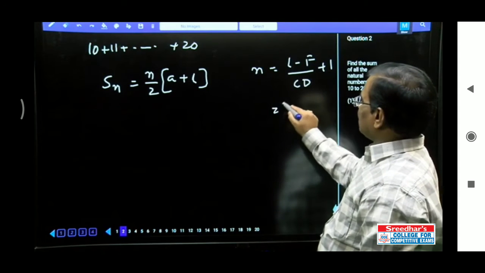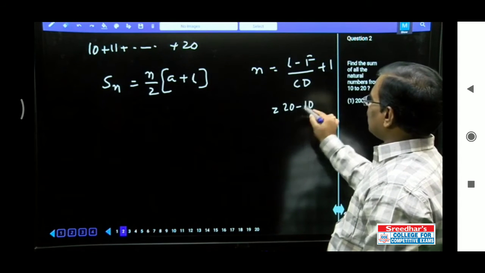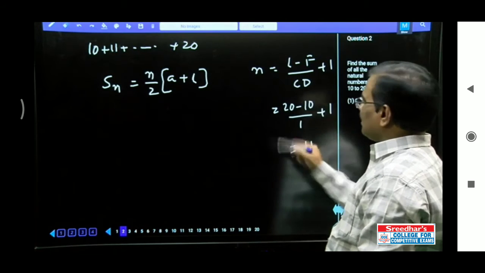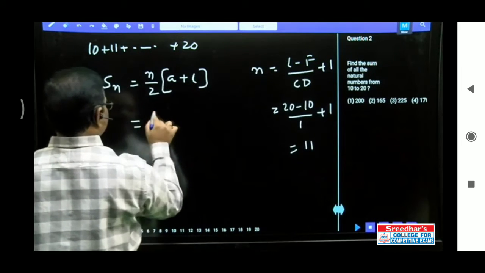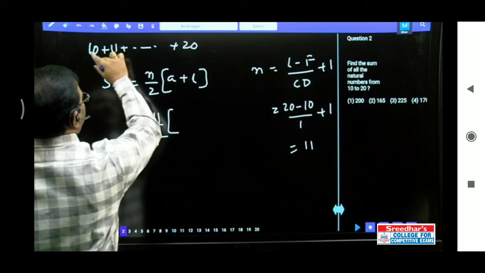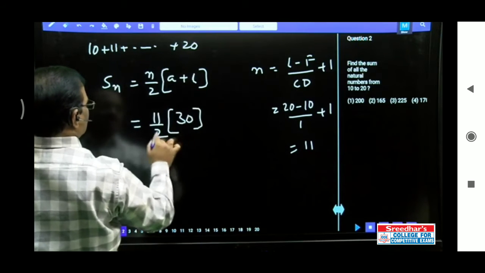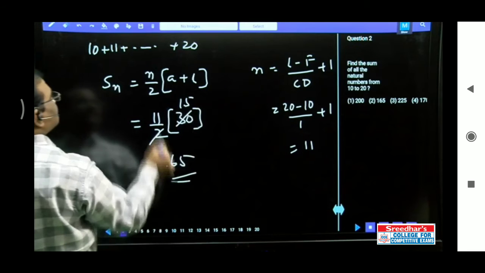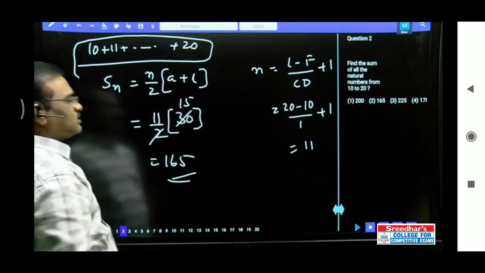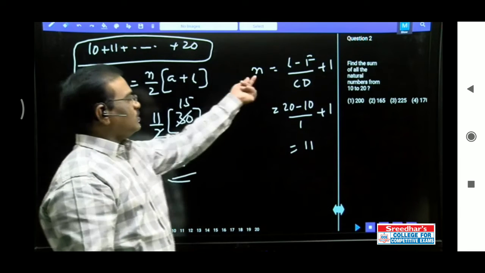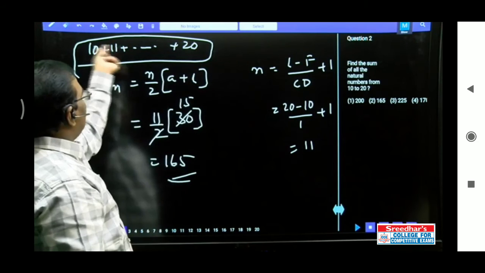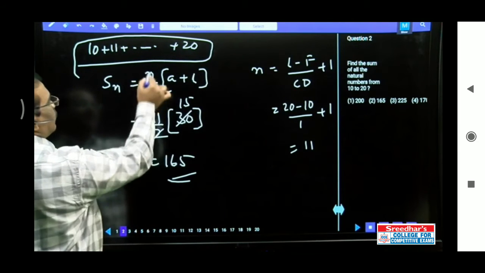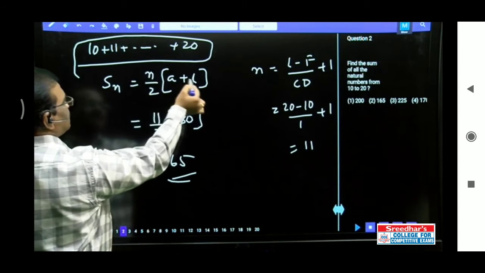Therefore last term is 20, minus first term 10, by common difference 1, plus 1. That is 10 by 1, 10, plus 1, 11. n is equal to 11. Number of terms is 11. So 11 by 2 into a plus l, first term is 10, last term is 20, therefore 30 is the summation. 2 cancels, 15 times 11, that is 165. Therefore the sum of the numbers from 10 to 20 is 165. The way to find n is last term minus first term by common difference plus 1, that gives the number of terms. Sn is the sum of n terms in arithmetic progression, n by 2 into a plus l, where n is the number of terms, a is the first term and l is the last term.